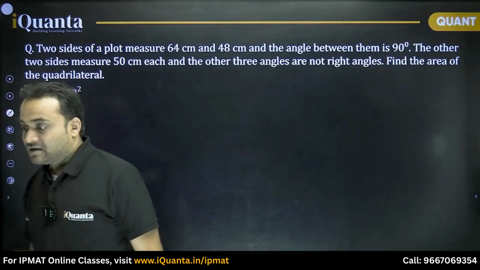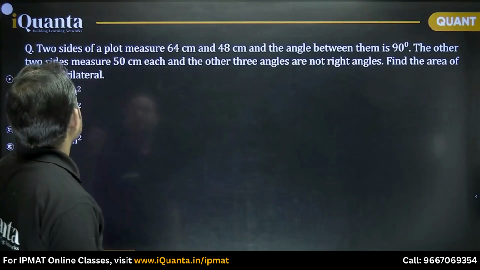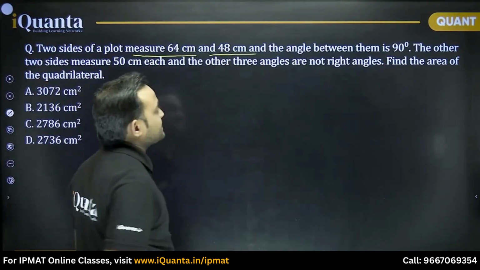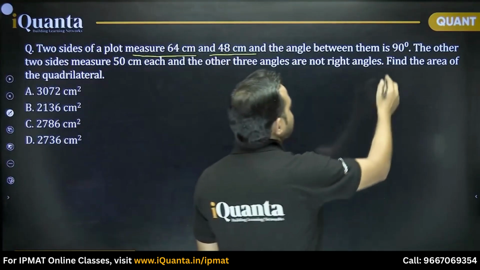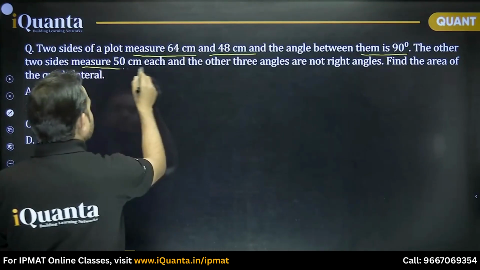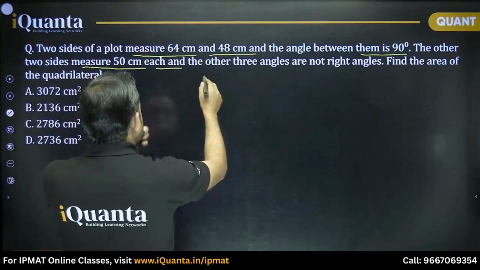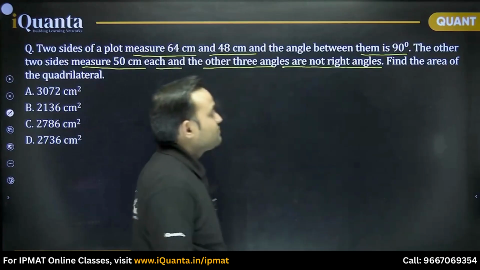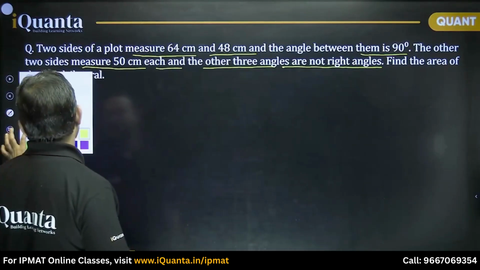Now, the next question. It says two sides of a plot measure 64 centimeter and 48 centimeter and the angle between them is 90 degrees. The other two sides measure 50 centimeter each and the other three angles are not right angles. Find the area of this quadrilateral.